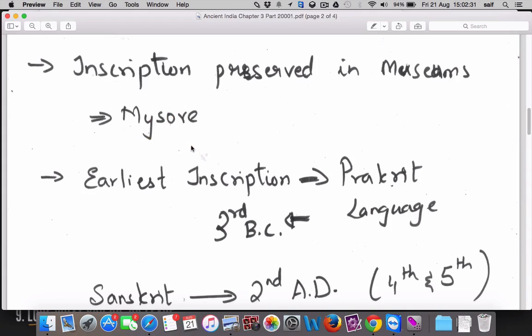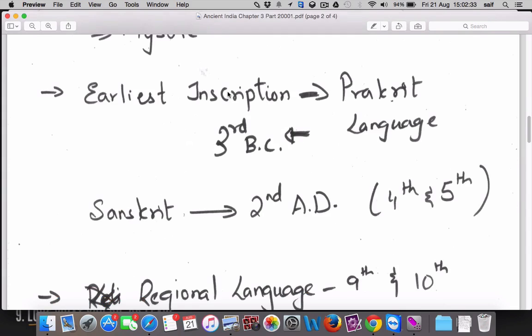Okay, the next point is the earliest inscription. As I told you, the inscription was first done on stone, but the language used in the earliest inscription known to humans is the Prakrit language. It was in the Ashoka period, the 3rd century BC. So in the 3rd century BC, the language of the earliest inscriptions was Prakrit.